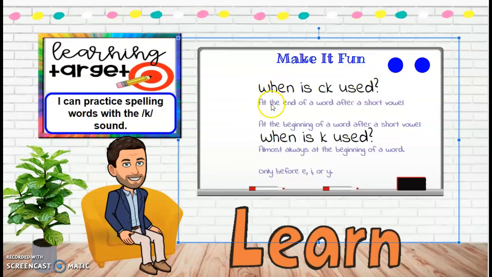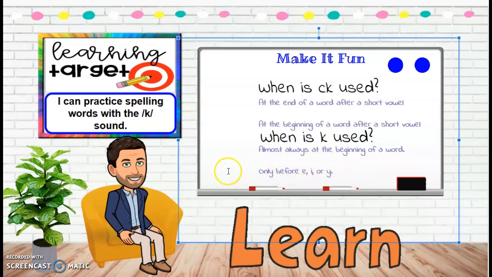Okay, I'll read these questions again. When is CK used? At the end of a word after a short vowel, or at the beginning of a word after a short vowel. Our second question, when is K used? Almost always at the beginning of a word, or only before E, I, or Y. Pick your answers and then move on to the next slide.